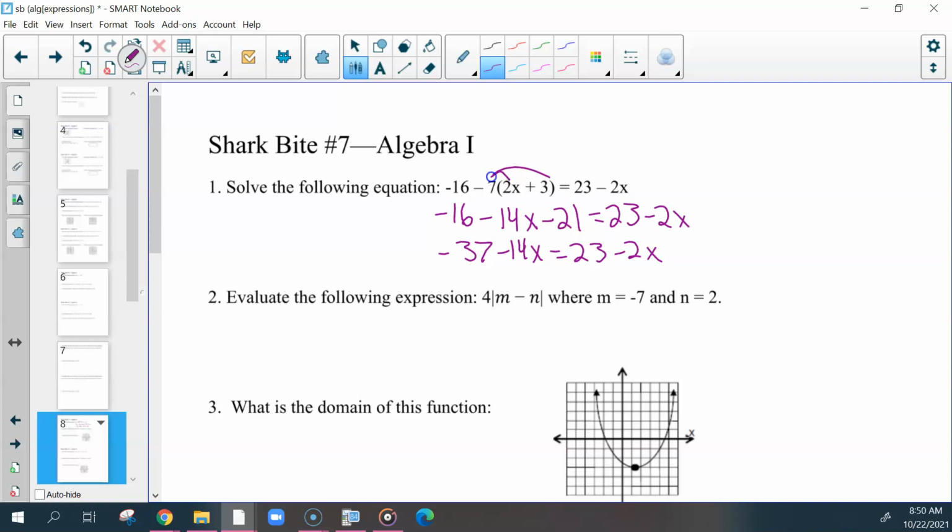And then once you get to this step, you have choices. What do you want to move? Or what did you move? Go ahead, Javier. 2x. 2x. So I would add this to the other side. And then move 37 to the right. And then divide it.